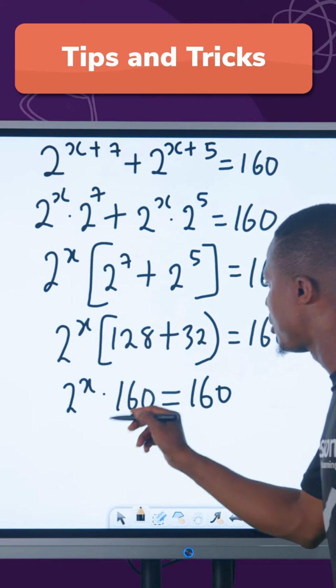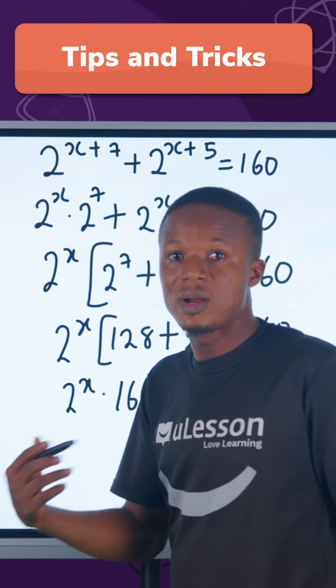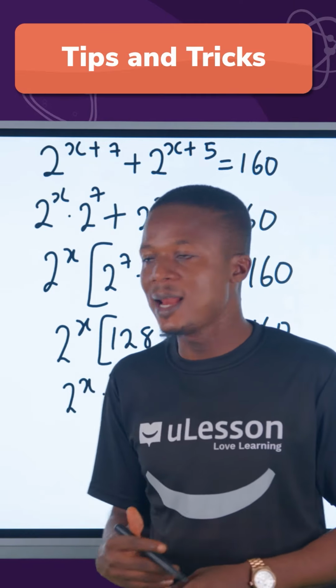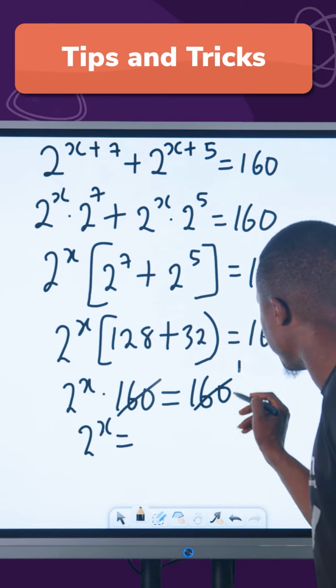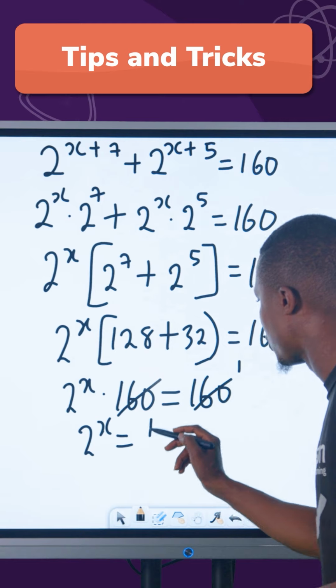And since 160 is common on both sides, you can divide both sides by 160. And when you do that, you shall be left with 2 to the power of x equals 1, because 160 divided by 160 will give us 1.